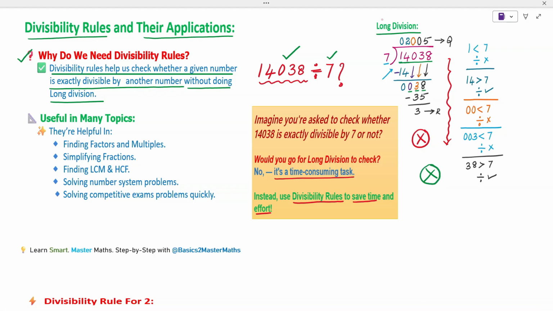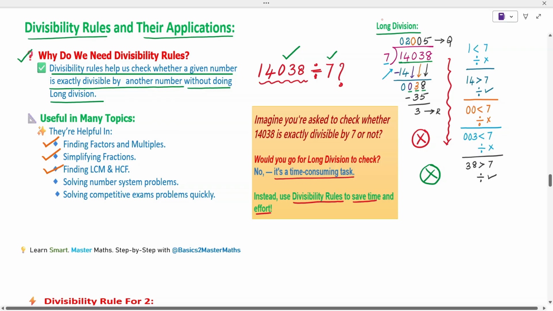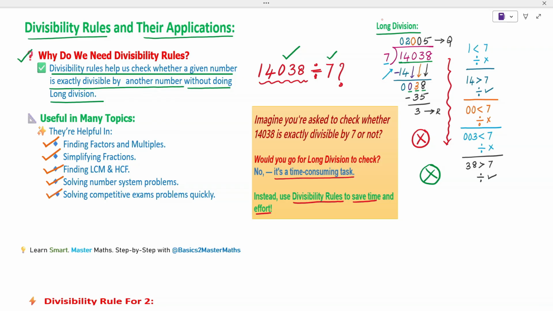They are also helpful in finding factors and multiples, simplifying fractions, finding LCM and HCF, solving number system problems, and also in solving competitive exam problems quickly. In the next sessions, we will start learning divisibility rules from 2 to 11. So, please stay with me till the end.